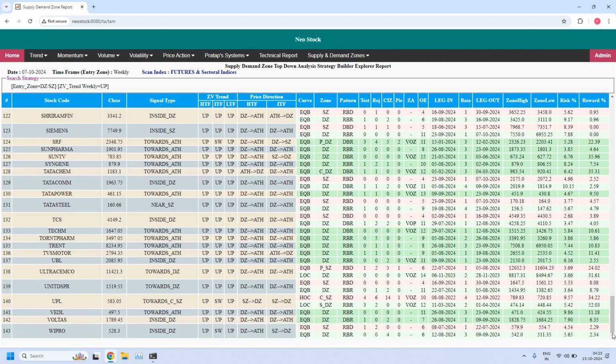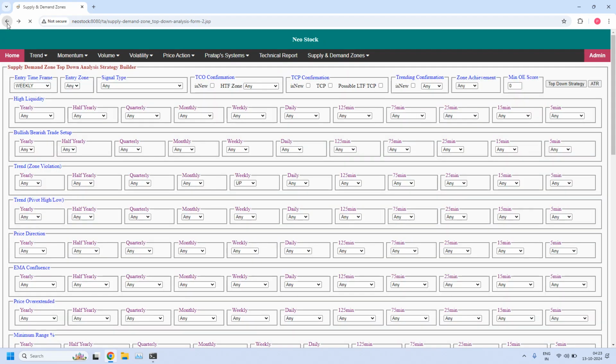Out of 194, I think the total list is 194 or 195, 143 stocks have an uptrend on the weekly trend. But if this is based on zone violation and the swing high low is also uptrend, the trend is much stronger with both together. So I am adding one more trend based on pivot high low also. Both zone violation and pivot high low, the weekly trend should be uptrend.